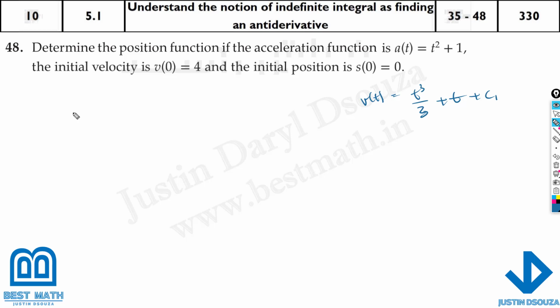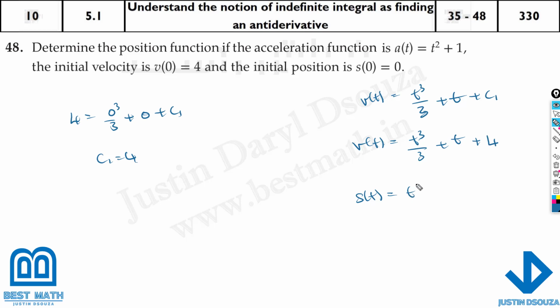And here, the velocity function is given. The condition for the initial velocity is 4 equals 0 by 3 plus 0 plus c1. So c1 will be 4. So the velocity function is t to the power 3 by 3 plus t plus 4. Now what about the position? Acceleration is already given. For the position function, you just integrate it again.